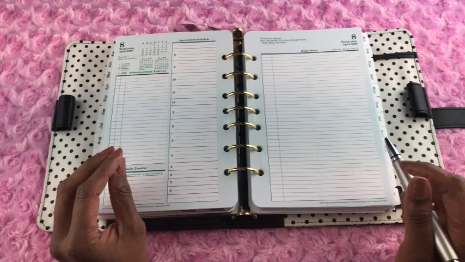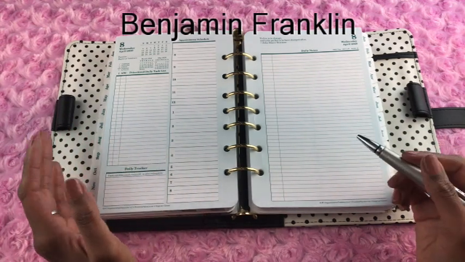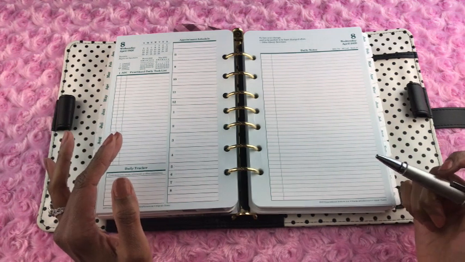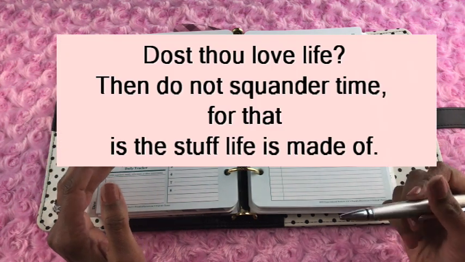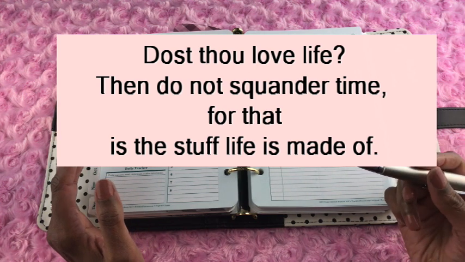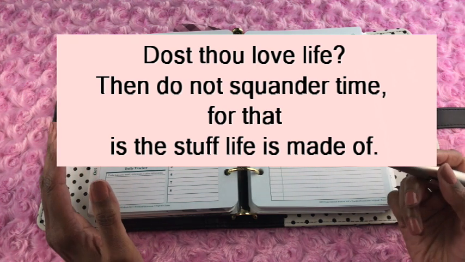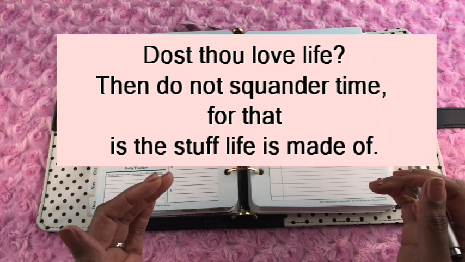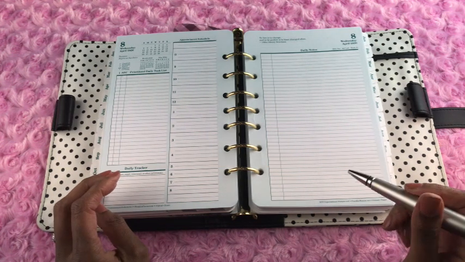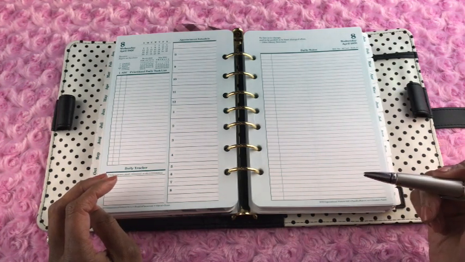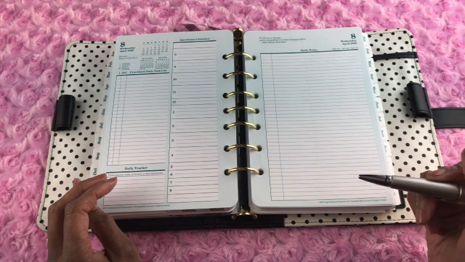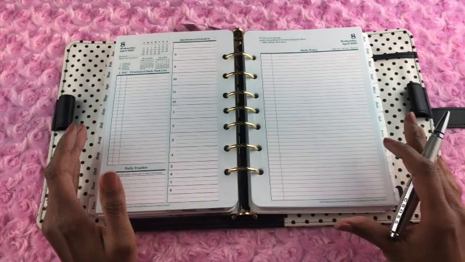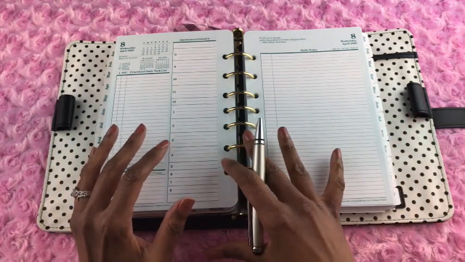Okay, lastly, we're going to talk about Benjamin Franklin and what Benjamin Franklin has to do with the Franklin Planner. One of my most favorite quotes from Benjamin Franklin is, "Dost thou love life? Then do not squander time, for that is the stuff life is made of." Now I know that sounds a little convoluted because of the wording in that quote, but what it's really saying is, do you not love life? If you love it, then don't waste time. That's what it's saying.